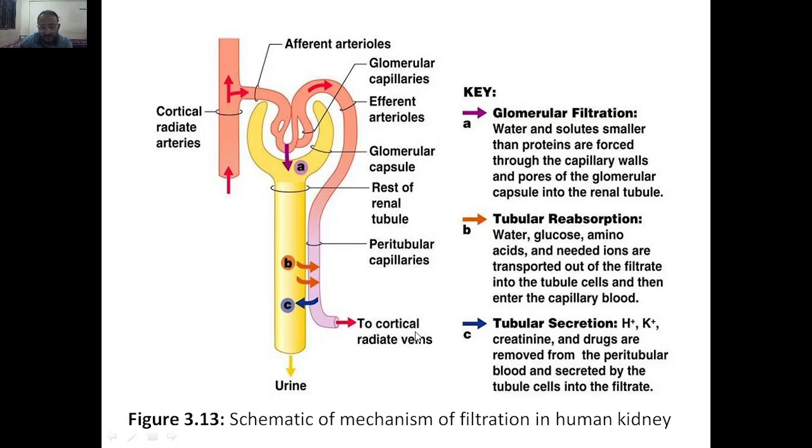Now the blood will go to the cortical radiate veins. That means it finally enters the bloodstream. Whereas this waste along with the excessive fluid will itself be called urine, because urea is there and excessive fluid is there. Here the blood has gone, and the nutrients were also given to the blood. Now only the excessive waste fluid is remaining. So waste fluid plus urea will become urine.